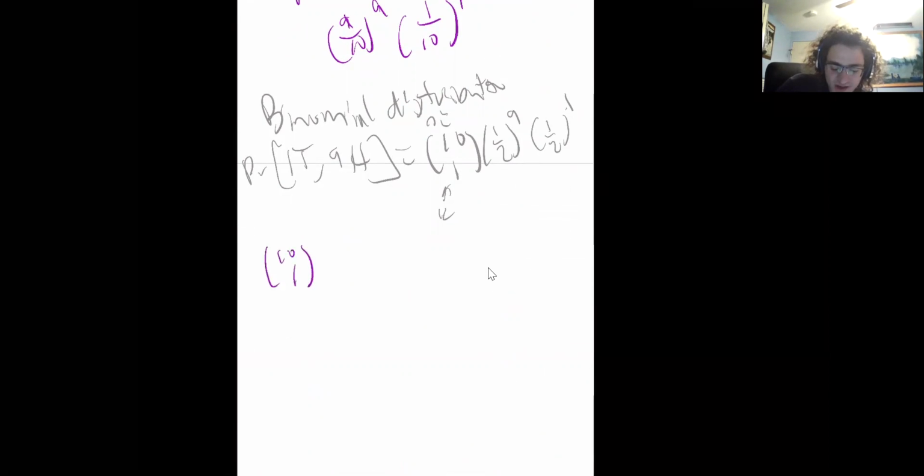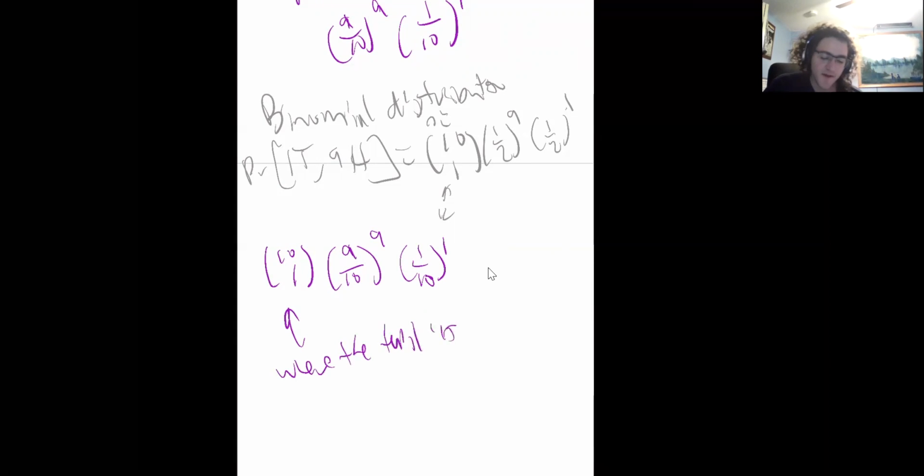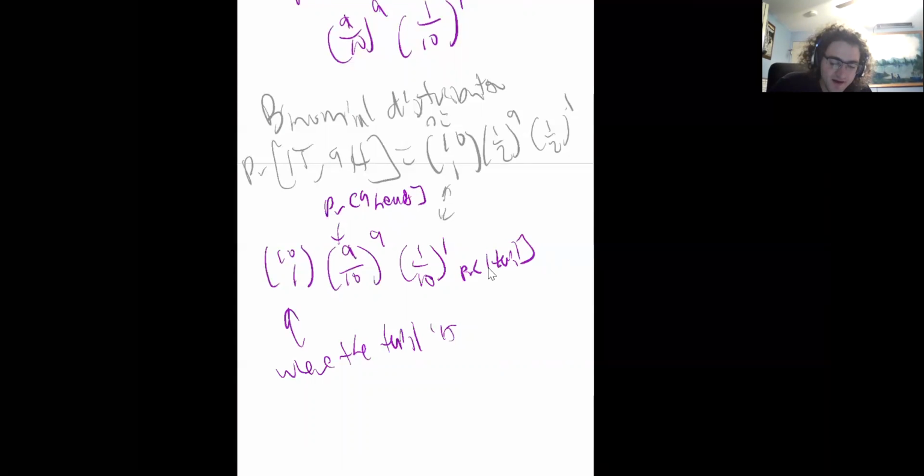And so we could say, okay, let's do 10 choose 1. Here we get 9 heads, so we get 9/10 to the 9th, and then 1 tail is 1/10 to the 1st. This is us choosing where the tail is, and then 9/10 to the 9th is the probability of getting these 9 heads, and then here's the probability of 1 tail. I could also equivalently do 10 choose 9 instead, which is equivalent, and that would be choosing where the heads are.